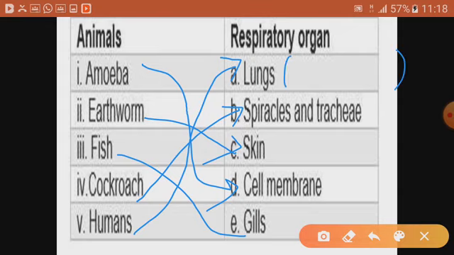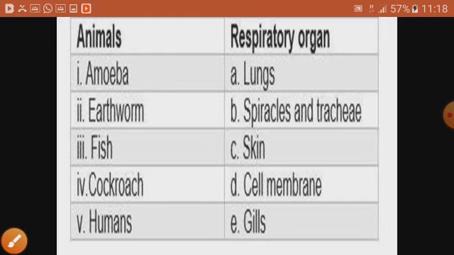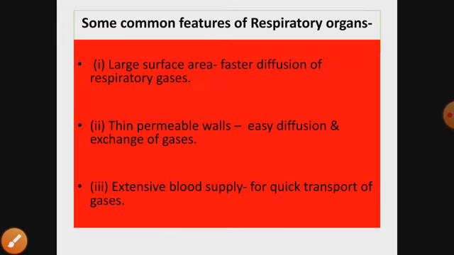Because our lung is the main respiratory organ, our respiration is pulmonary respiration. The animals in which lungs are the main respiratory organ, such respiration is called pulmonary respiration.